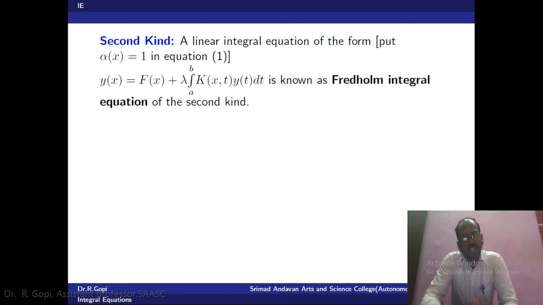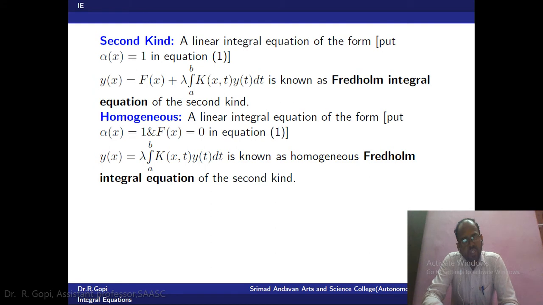Then homogeneous and non-homogeneous. Homogeneous is nothing but, in equation 1, alpha of x into y of x equal to f of x plus lambda into integral a to b k of x comma t into y of t dt, and f of x equal to 0, then the equation is called the homogeneous equation. That is a linear integral equation of the form. So first kind is alpha of x equal to 0, second kind is alpha of x equal to 1, and f of x equal to 0, then the equation is called the homogeneous equation.